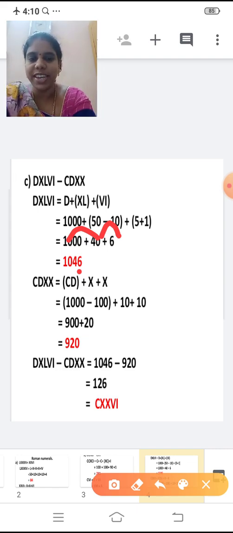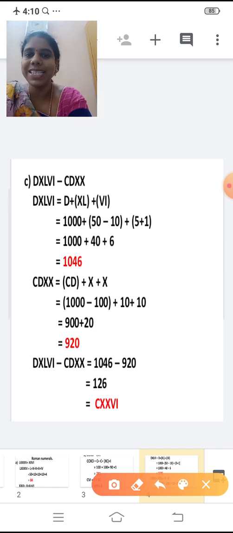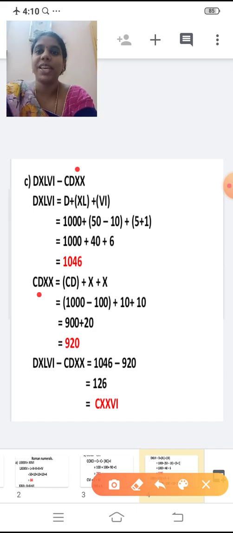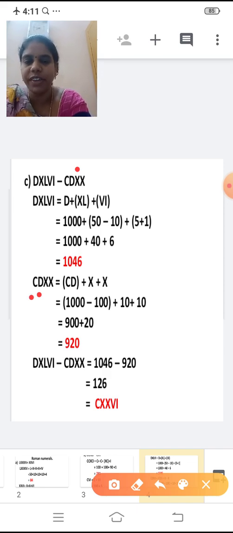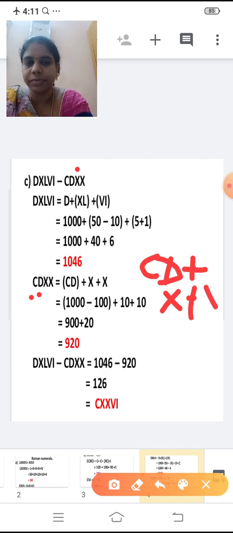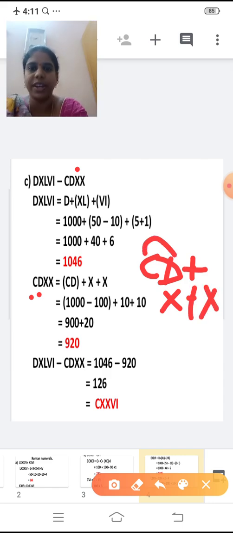Now we are going to take the next one. CDXX. So now change that into an Indo-Arabic number. Again, see, the value of C is smaller, right? So take that separately. CD is smaller. If that is placed before the larger one, take that separately. CD plus X. As the smaller one is placed before the larger one, take that separately.